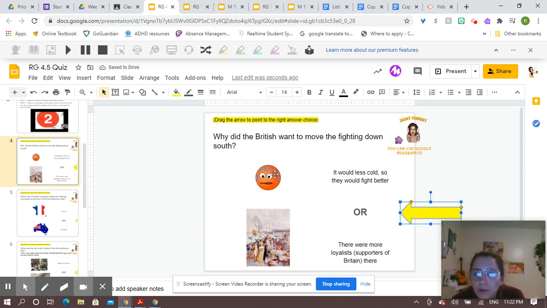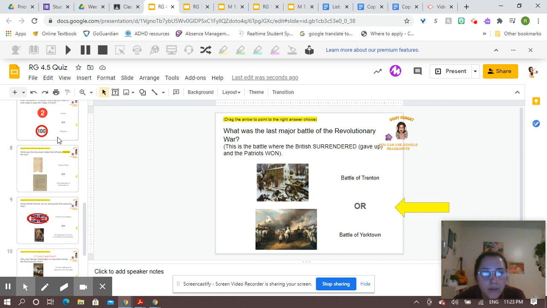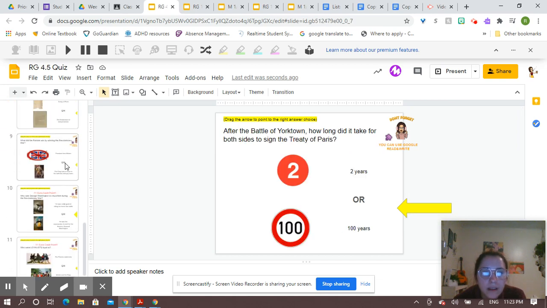Remember that there are these little pictures here to help you, right? This picture goes with the answer choice that has to do with it being warmer, where the picture of the loyalists has to do with there being more loyalists in the southern colonies. You will continue this for the rest of the questions.